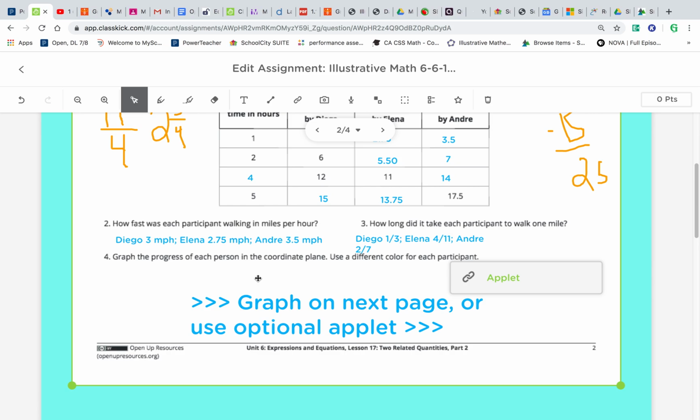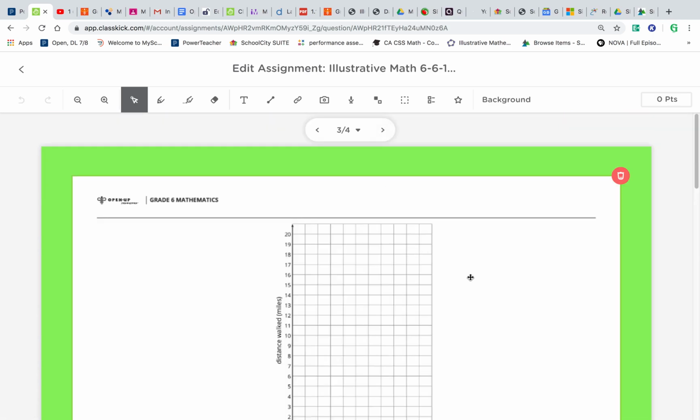All right. Now, for the next part here, they ask you to graph the progress of each person in a coordinate plane. And you can use a different color for each participant. So you can use the applet if you'd like, and that will take you to a graph there. You're going to need to take a screenshot of that and add it in. Or we can go to the next page here, and we can graph it like this.